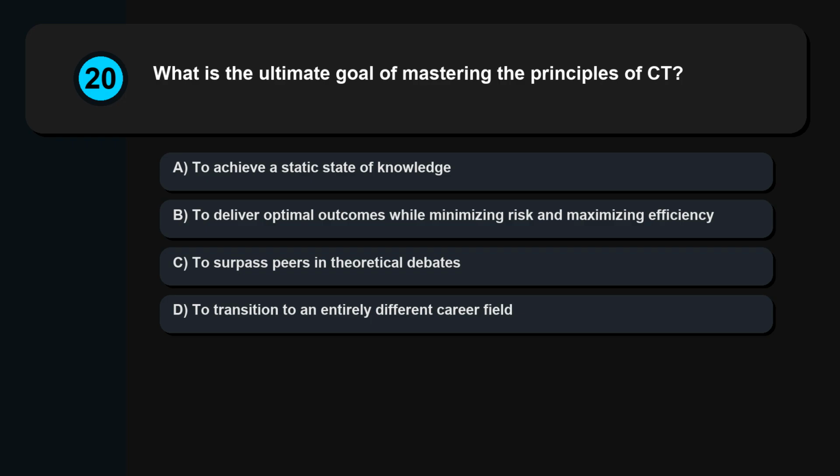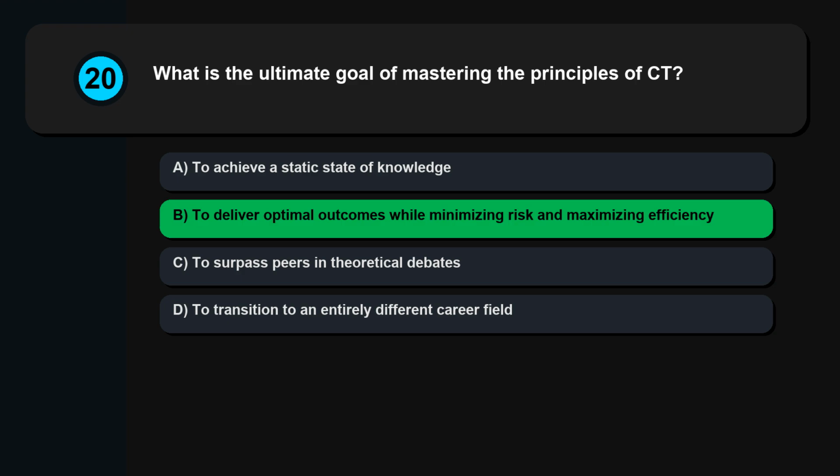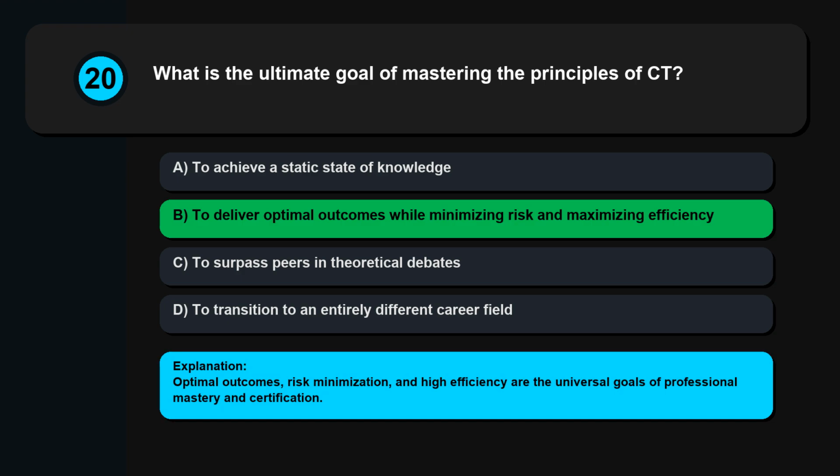Question 20. What is the ultimate goal of mastering the principles of CT? To achieve a static state of knowledge, to deliver optimal outcomes while minimizing risk and maximizing efficiency, to surpass peers in theoretical debates, to transition to an entirely different career field. Optimal outcomes, risk minimization, and high efficiency are the universal goals of professional mastery and certification.